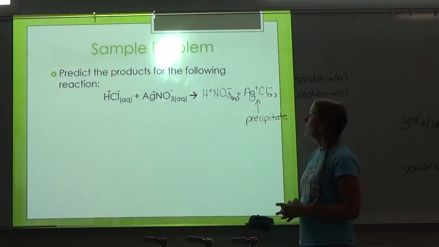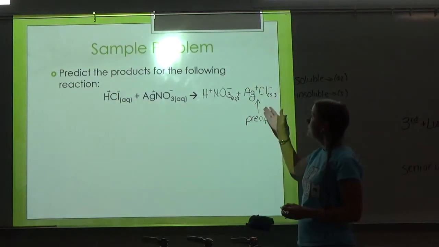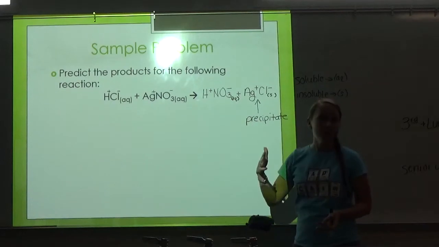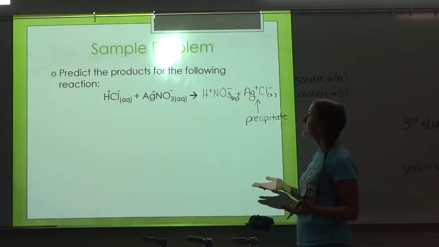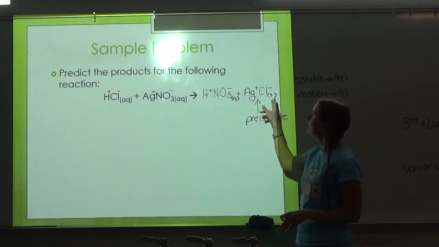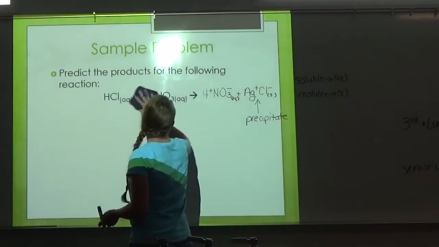Okay, now you have two options really. One of them can be a precipitate, one of them can be a solid, or they can both be aqueous, which means no reaction happens. You're not going to form two solids. So if you feel like they're both solids, you need to go back and look at your solubility rules chart again because you probably missed something.